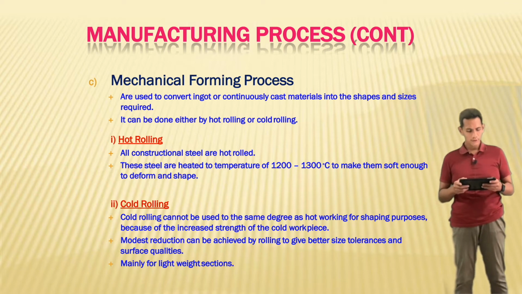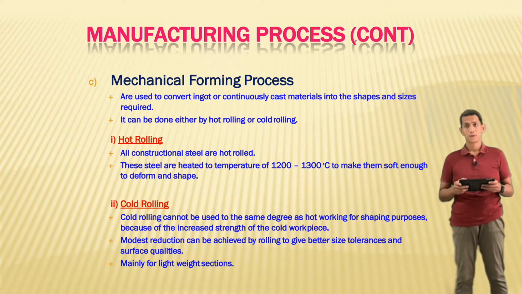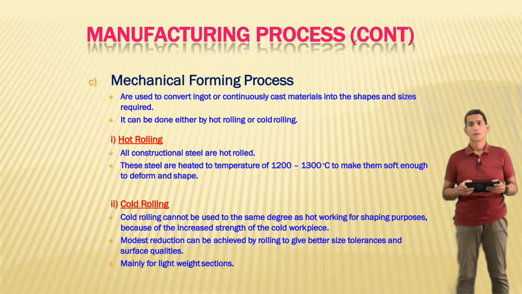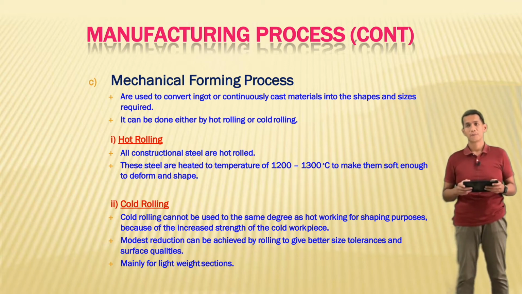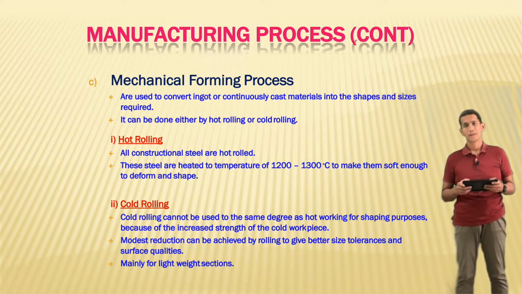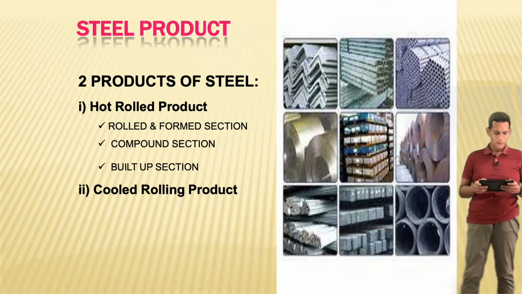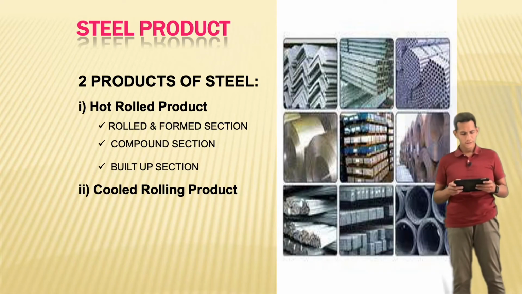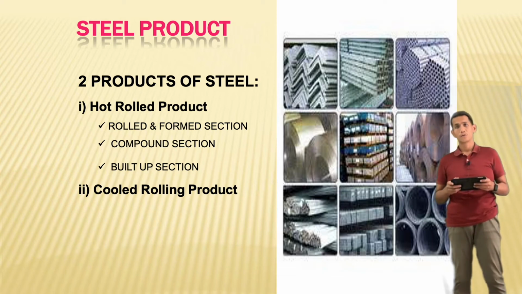Cold rolling cannot be used to the same degree as hot rolling for shaping purposes because of the increased strength of the cold workpiece. Modest reduction can be achieved by rolling to give better size tolerance and surface qualities, mainly for lightweight sections. Products of steel: we have hot roll product, as mentioned previously, and then we have cold rolling product. So what is a hot roll product?